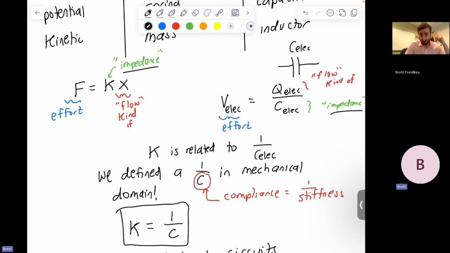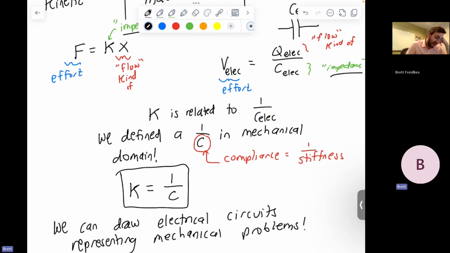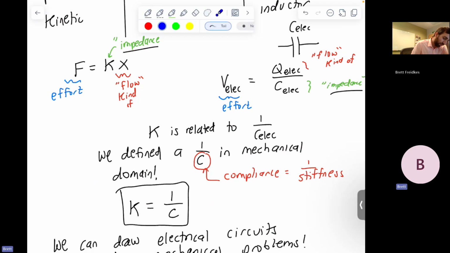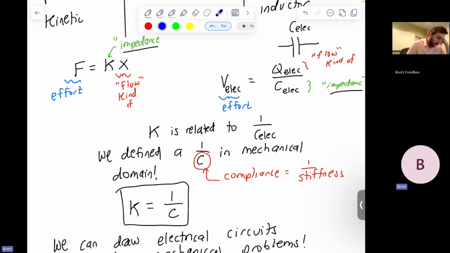There is a relationship that is very similar, where if you look at efforts and flows, we end up seeing that the stiffness is kind of like a capacitor, except they're on opposite sides of the fraction bar based on the equations we have up here from the mechanical domain and the electrical domain. We are motivated to define a new variable, the compliance, which is the reciprocal of the stiffness. If the compliance goes up, meaning it's much easier to bend or stretch it, that means the stiffness has to go down. They have an inversely proportional relationship.